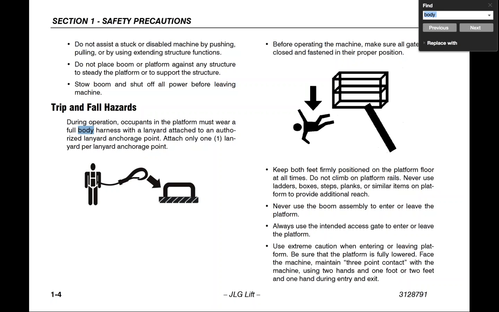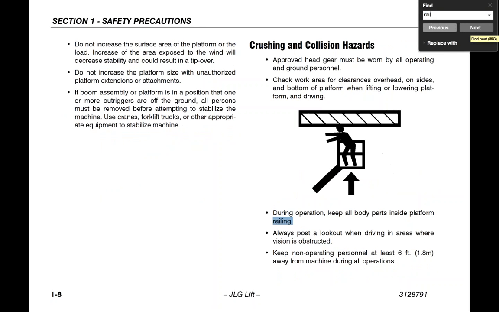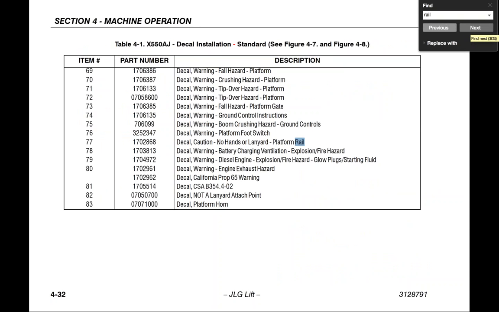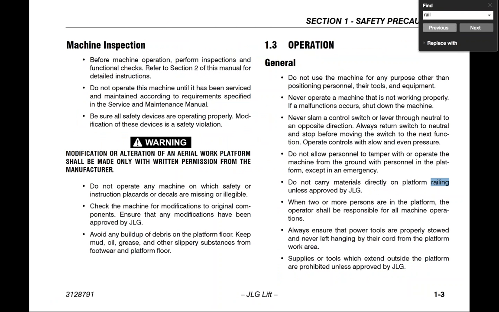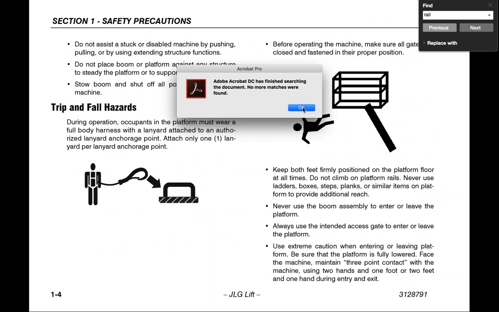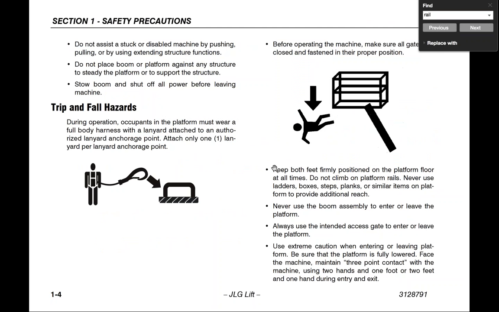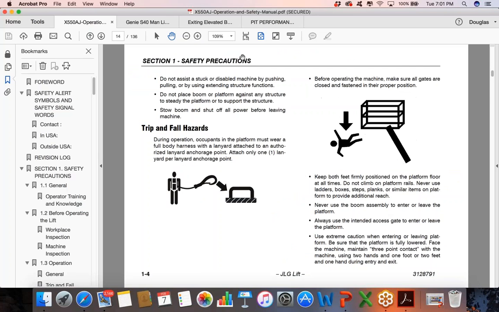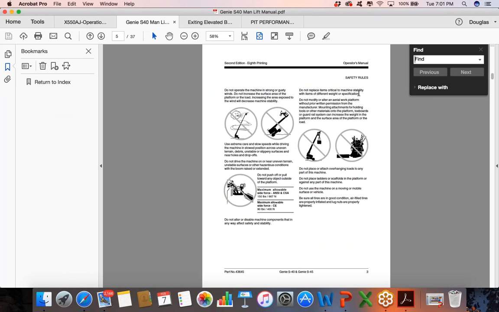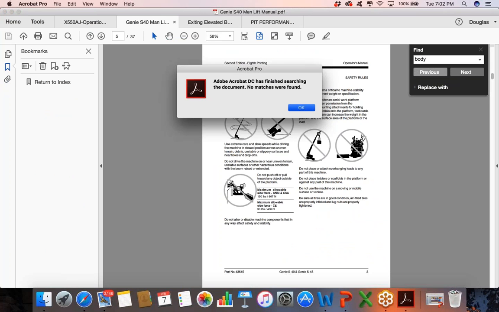So I want to show you a couple things while we're in it. Let's see. I'm looking for one more thing for you also, folks. Okay, so now let me go to that JLG now. I'm sorry, to the Genie. Here's the Genie manual now, right? And let's say we're going to go with the same thing. We're going to search for body. Okay, so we're going to search for belt.